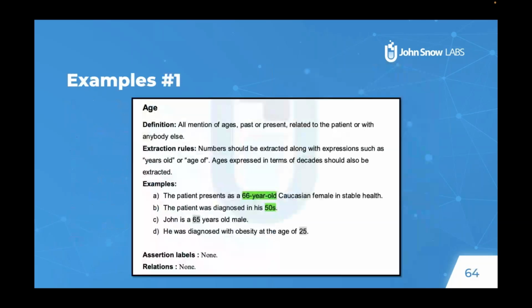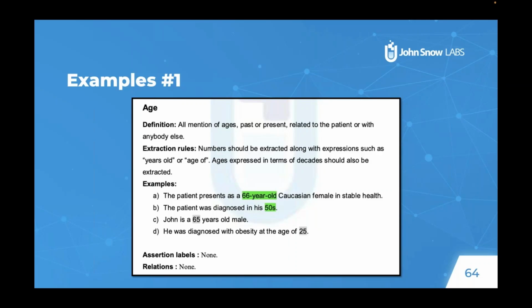Okay, one example from the guideline is the age entity. You see on the definition, we should extract all mentions of ages in a document, past or present, that are related to the patient or with anybody else. So when you start annotating, you might think, okay, I need to extract ages, but do I include other people that are mentioned in the medical file? Maybe there is someone from the family that's mentioned with the age. Should I include that? So that is in the definition already. It's related to the patient or with anybody else.